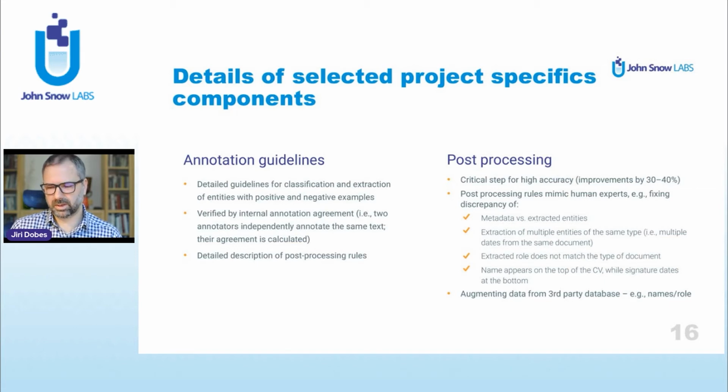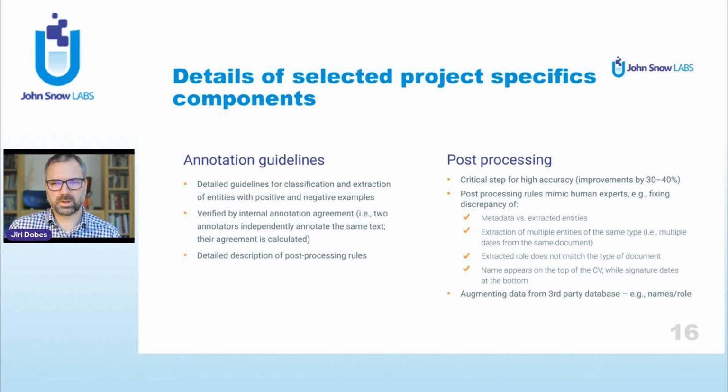If there is a natural person doing the migration, he would be discussing those rules, maybe informally, with his colleagues. So what to do if there is a mismatch between the extracted name and the name already present in existing metadata, or what to do if there are multiple names, or if in a CV, curriculum vitae, you have the name on the top of the page, while in the signature page you have the name on the bottom of the page.